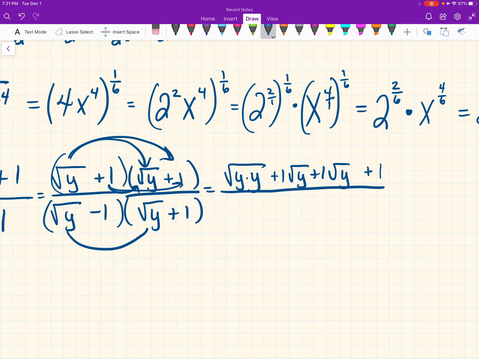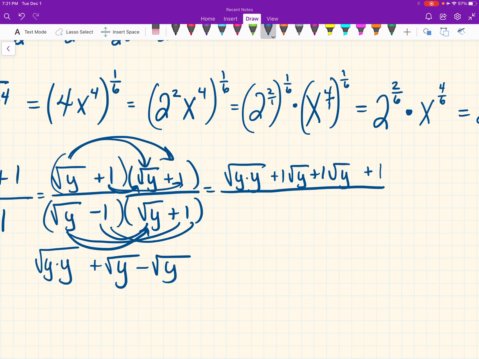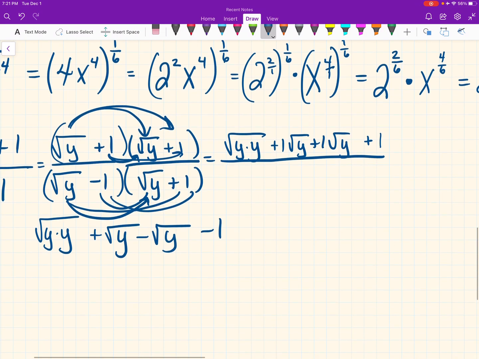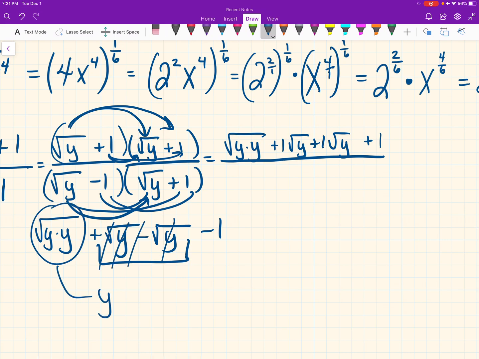On the bottom here, I'm going to get root y times y. Then I'm going to get plus 1 root y minus root y and then minus 1. Again, if we did this correctly, the middle term should cancel out, which they do. And this should free up our radical, which it does. It's y. So this is y to the 1.